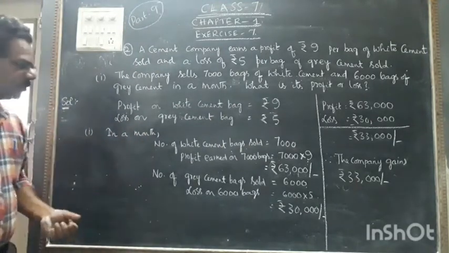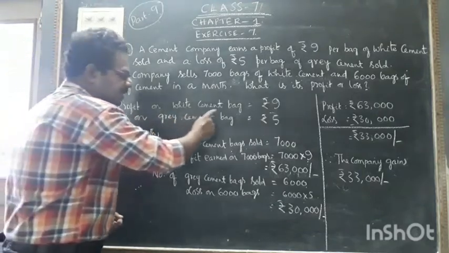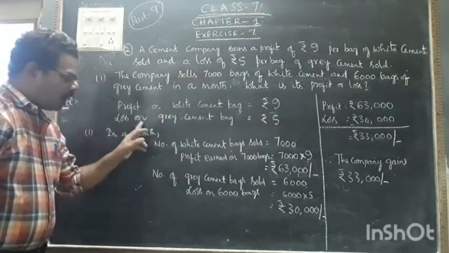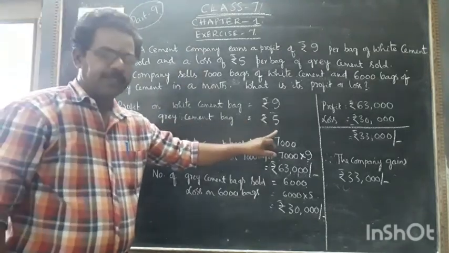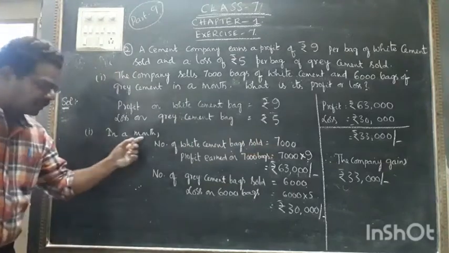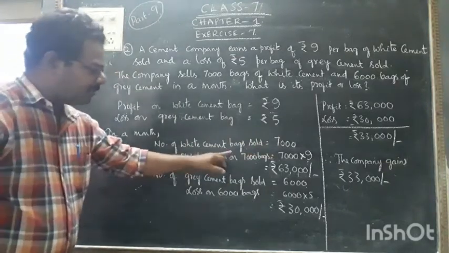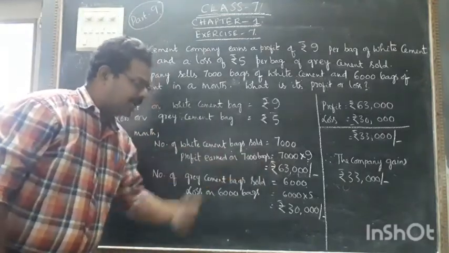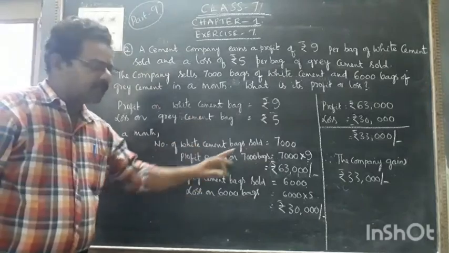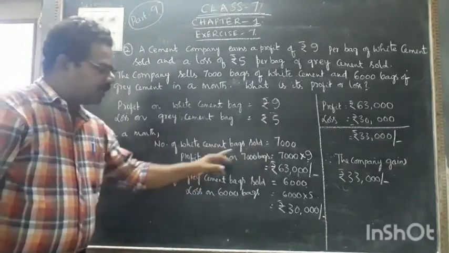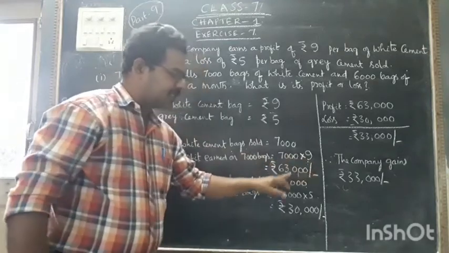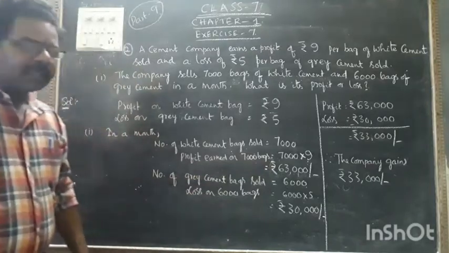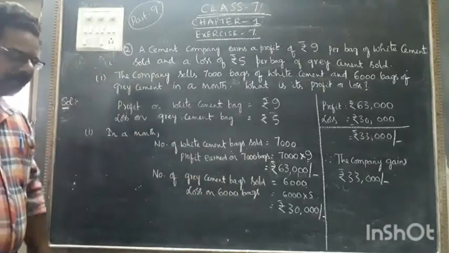For this, coming to the solution. Profit on a white cement bag is equal to 9 rupees. Loss on grey cement bag is equal to 5 rupees. In a particular month, number of white cement bags sold is equal to 7,000. Profit on each bag is equal to 9 rupees. 7 9s are 63,000 rupees. So the company has 63,000 rupees as the profit by selling 7,000 bags in a month.